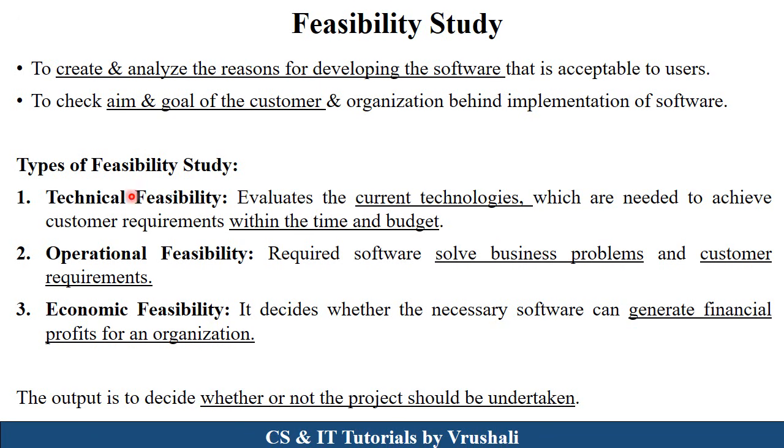Now this feasibility study has a total of 3 types. The first one is technical feasibility. Here, the project head analyzes the current technologies which are good for developing the customer's required product. They also analyze whether the customer requirements are within the time and budget.